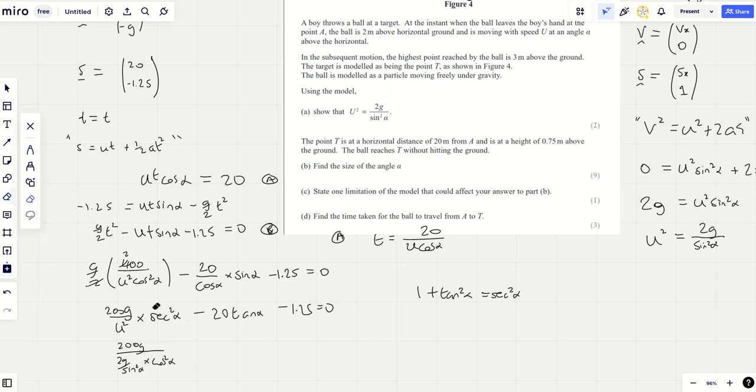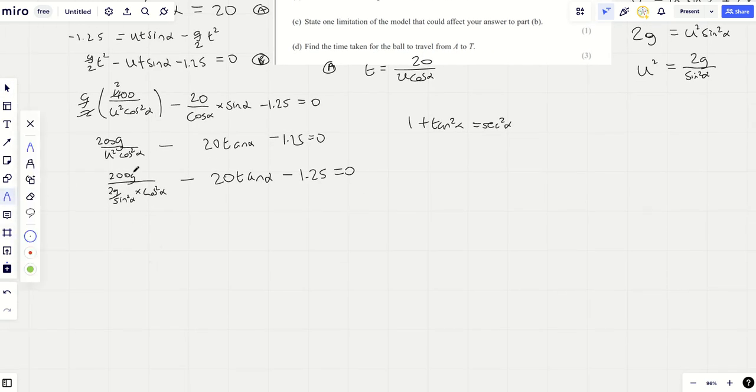Let's not turn that into sec squared. That was a bad idea. Well, it's not that it was a bad idea, it just didn't seem to be getting me to where I want to be as quickly as I would have liked. So let me just move that across. Hopefully you can see where I'm coming from here. So we get 20 tan alpha, minus 1.25 equals 0.